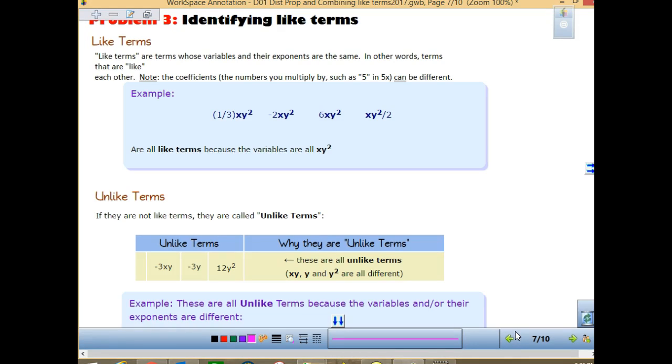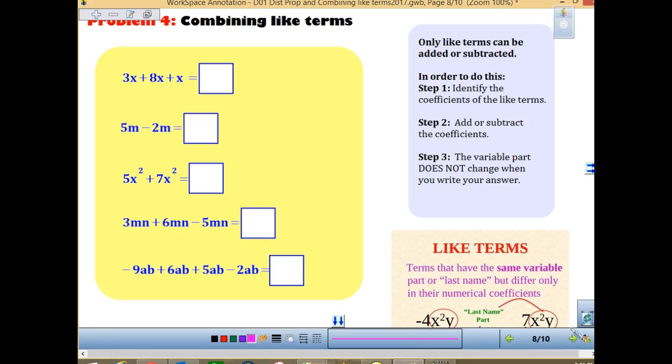Like terms are terms whose variables and their exponents are the same. In other words, terms that are like each other. Note the coefficient, the number you multiply by, such as 5 and 5x, can be different. So, different coefficients, but the xy squared is the same all the way across. So these are all like terms, they have that xy squared. Unlike terms, if we are looking at negative 3xy, negative 3y, this is y to the first, 12y squared. They are unlike because the variable powers are different. So unlike terms cannot be added if they have different variable terms, only like terms.